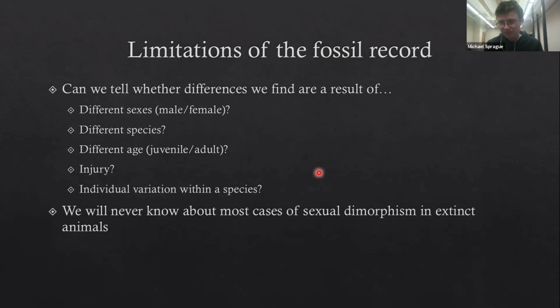And there have been a lot of cases of proposed sexual dimorphism in fossil animals that have since been dismissed because we found out that the original authors didn't consider that these animals are different ages instead of a different sex or something like that. And as a result of all of these limitations of the fossil record, we will never know about the overwhelming majority of cases of sexual dimorphism in extinct animals. But sometimes in rare cases, we can tell.